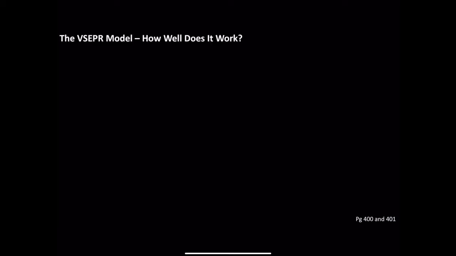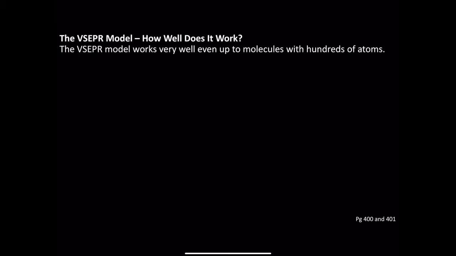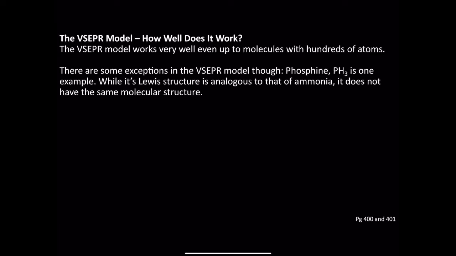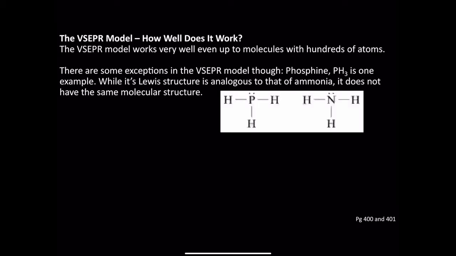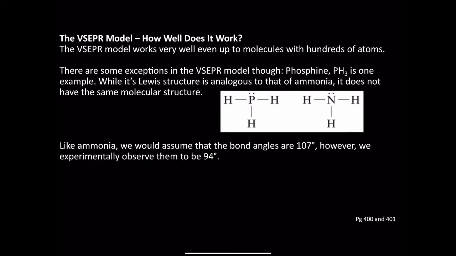All right. Now, how well does it work? Well, it works very well even up to molecules with hundreds of atoms. So if you get into organic chemistry where you have hundreds and hundreds of carbon chains surrounded by hydrogens, this VSEPR model still works well, but there are some exceptions. Okay, so phosphine, or PH3, is one example. Its Lewis structure is analogous to that of ammonia. It's very similar to NH3. It doesn't have the same molecular structure. Okay, so we've got NH3 on the right, PH3 on the left, but they are different.